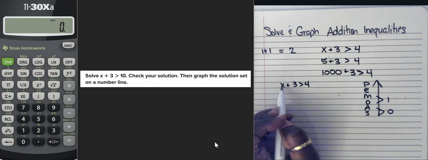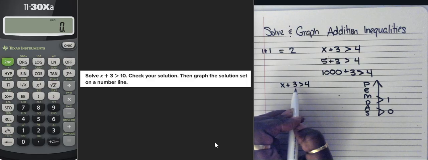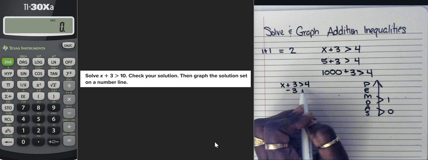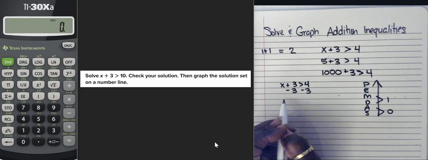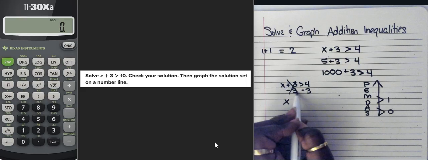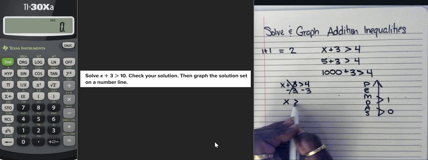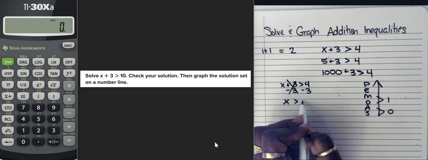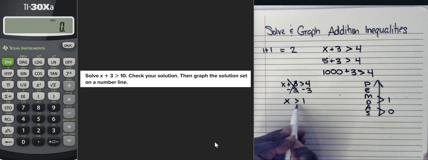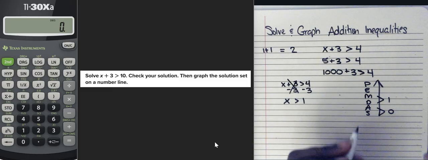So I see that x is not isolated because we are adding 3. So what I'm going to do is subtract 3 from both sides. And now we have x, positive 3 minus 3, that cancels out. And we are left with 4 minus 3, that is 1. So whatever the value is that we put in place of x, it has to be at least, or I'm sorry, it has to be greater than 1, okay?